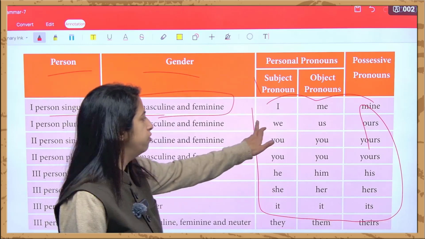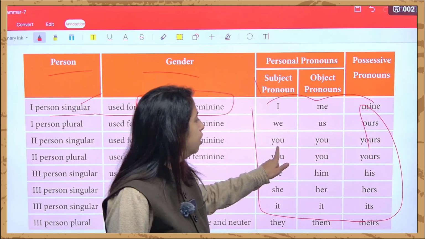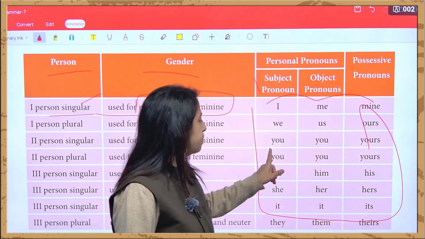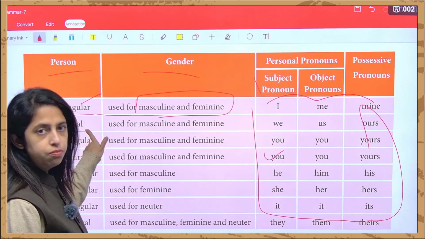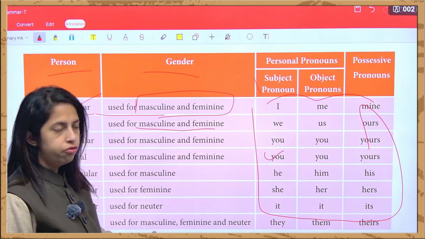देखिए पहले यही देखिए, we का us और फिर ours होता है. You का you और yours ही रहता है. Again, you का form same रहता है. अब कैसे same रहता है? देखिए अगर first person plural होगा तो ये masculine और feminine होगा, obvious सी बात है.